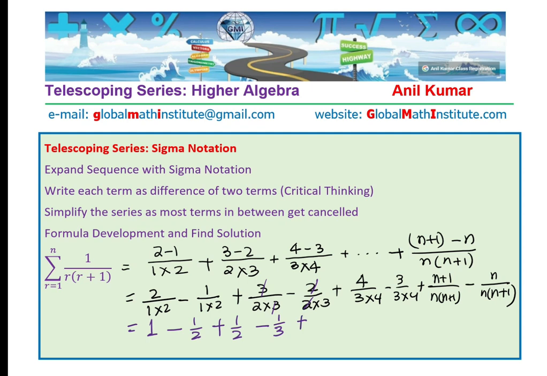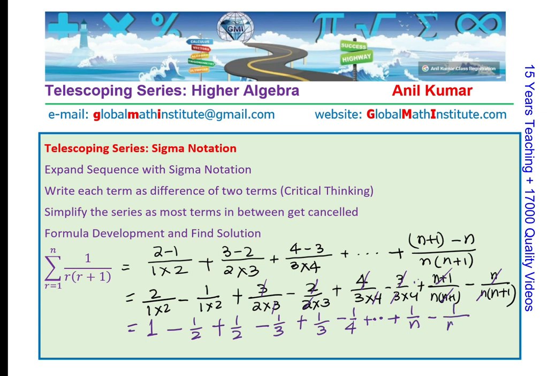Do you see that? Plus here 4 and 4 cancel. You get 1 over 3 minus, 3 and 3 cancel, 1 over 4. Do you see that? So likewise, this series extends, right? And what we have here is n plus 1 cancel, 1 over n minus, n and n cancel. So we get 1 over n plus 1.